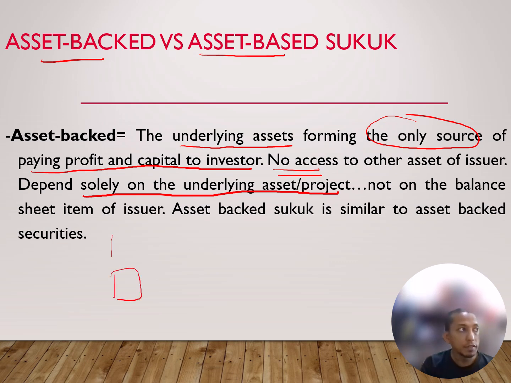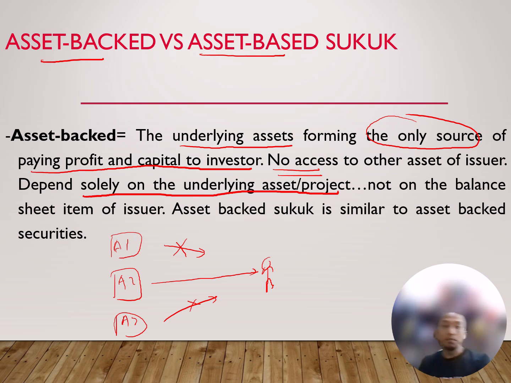The company has a lot of assets, right? Asset 1, asset 2, asset 3, and this is the investor. So only one goes to the investor. This one, no. This one also, no. Right. So is asset-backed sukuk good?